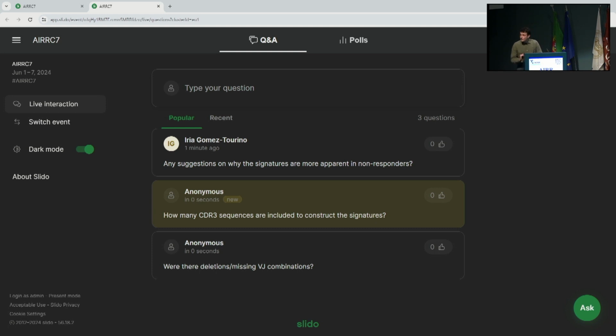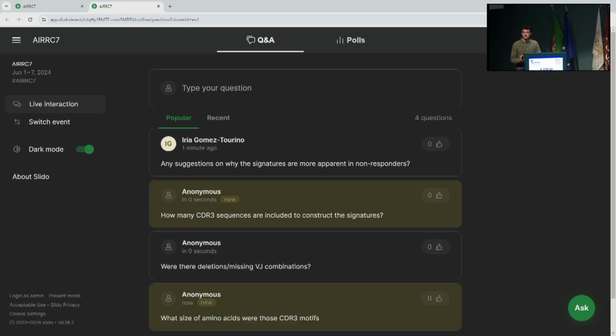So how many per person, roughly, did you say? I'm sorry? How many of those would map out per person? I don't know. Okay, just curious. All right. Were there deletions or missing VJ combinations? I don't know. I recently did the VJ distribution, but I'm not sure. Okay. Any other questions from the floor? No. Okay. So thank you so much.